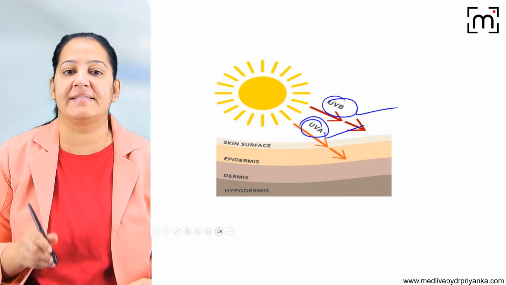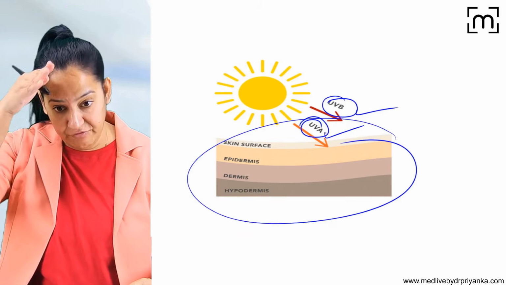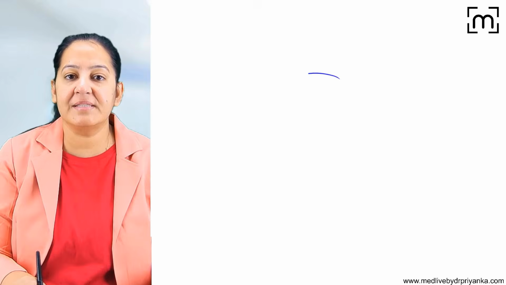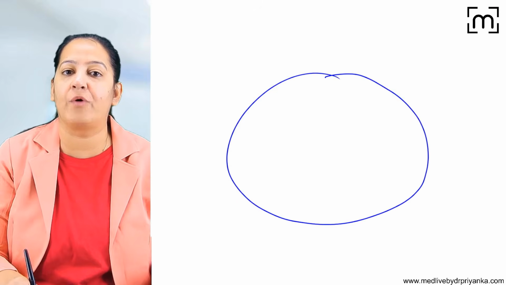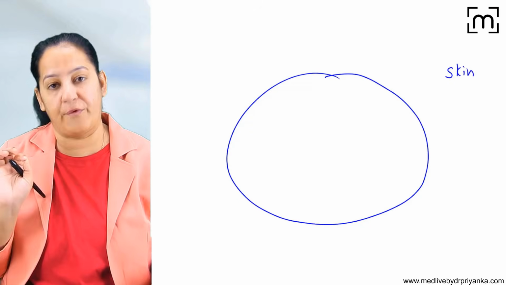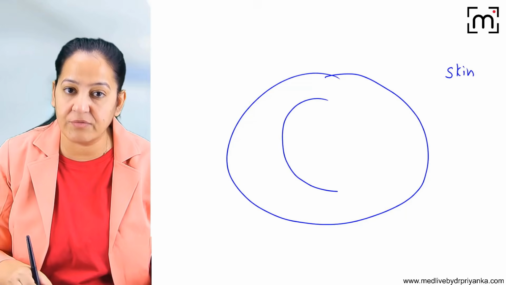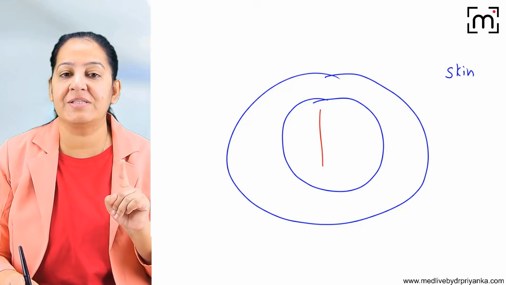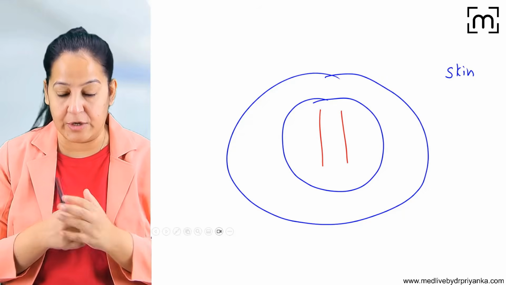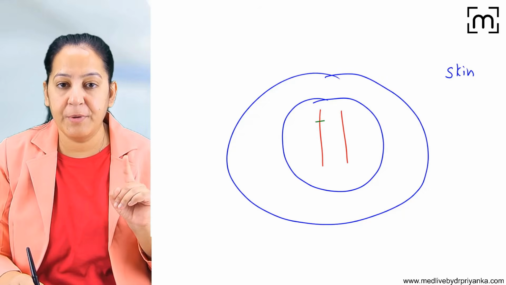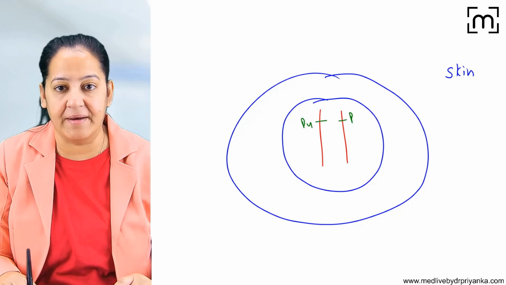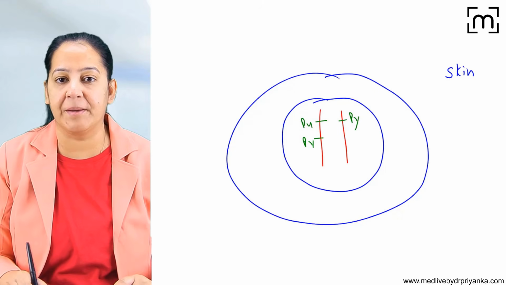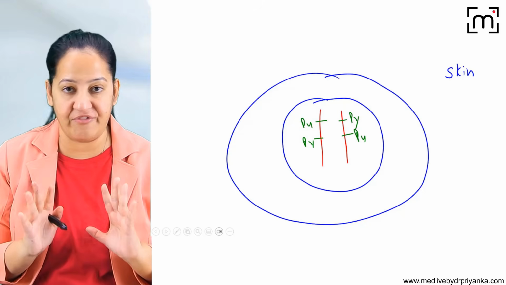So let me draw a skin cell. You can see this is skin. UVB is coming on the skin. So this is the skin cell. This is the nucleus of the cell of the skin. In the nucleus, we all have DNA. We know DNA is a double-stranded molecule. Now, what is there in the double strand? Purine forms bonds with pyrimidine, and pyrimidine forms bonds with purine. I guess everyone knows that. You have read this in biochemistry.